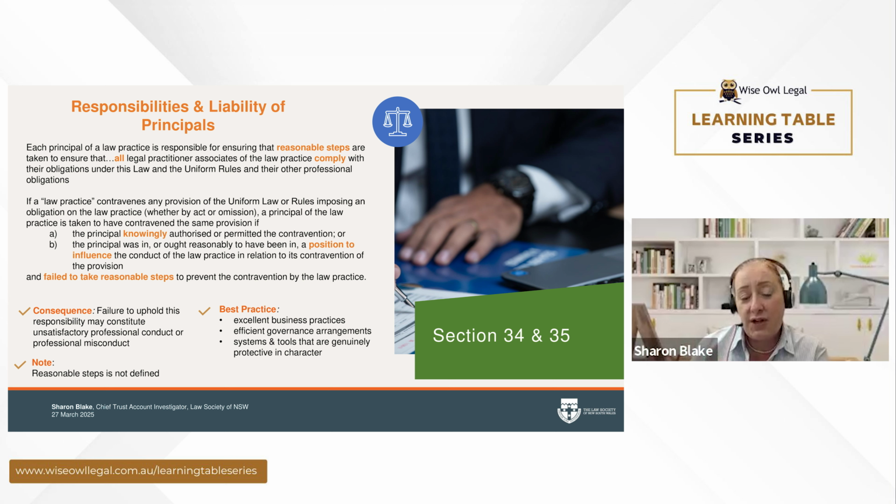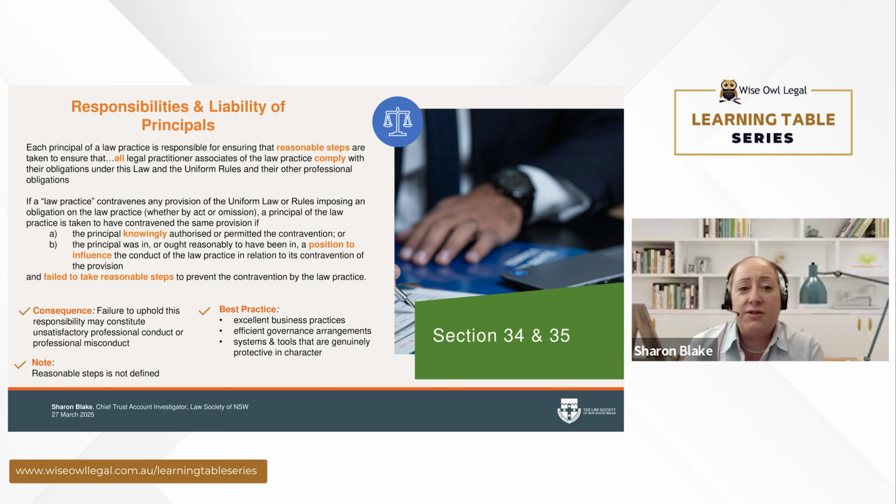Now, you will note that reasonable steps is not defined in either circumstance, but I always recommend best practice in this area to include having really good, sound, thorough business practices, efficient governance arrangements, and systems and tools in place that are genuinely protective in character. And it is important to note that failure to comply may constitute unsatisfactory conduct or professional misconduct.